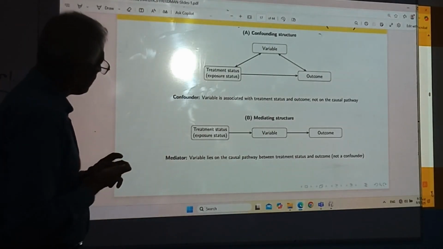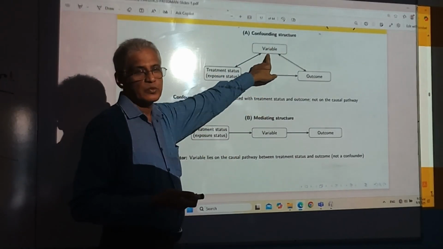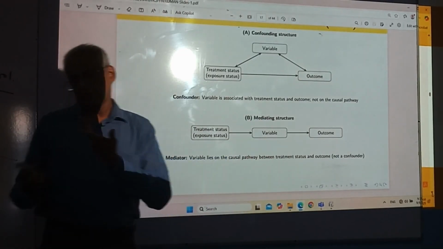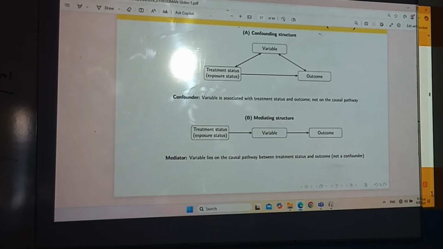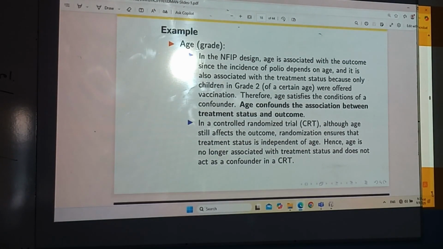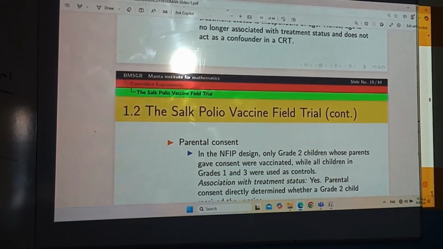Right? So the problem occurs actually if you have this kind of situation. The problem doesn't occur because of this kind of variable. So that's the difference between a confounding variable and an intermediate or mediating variable. Okay, so in this one we have discussed this part.